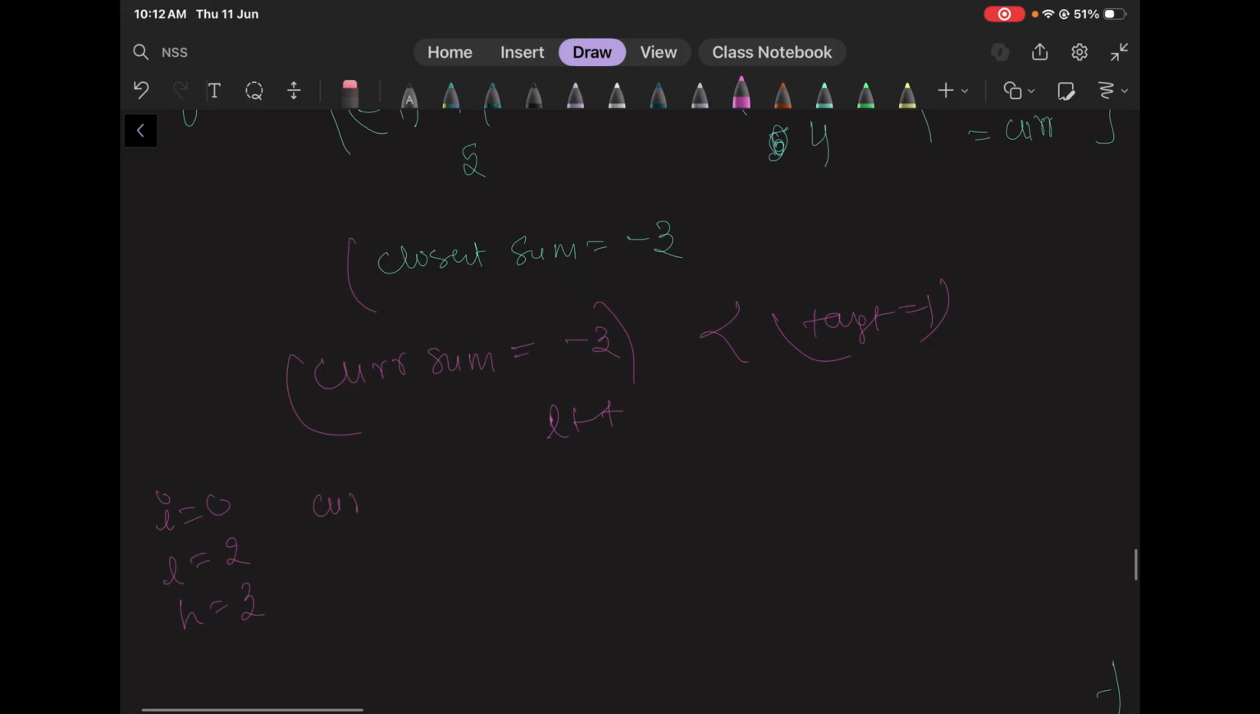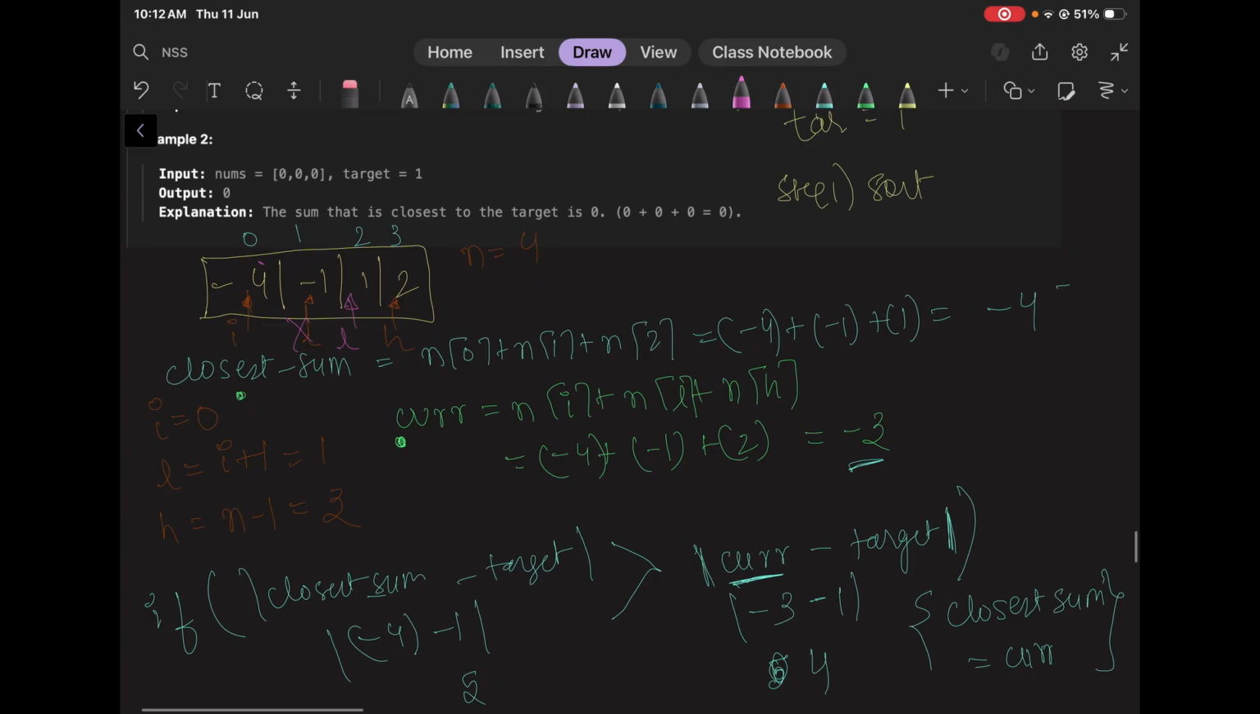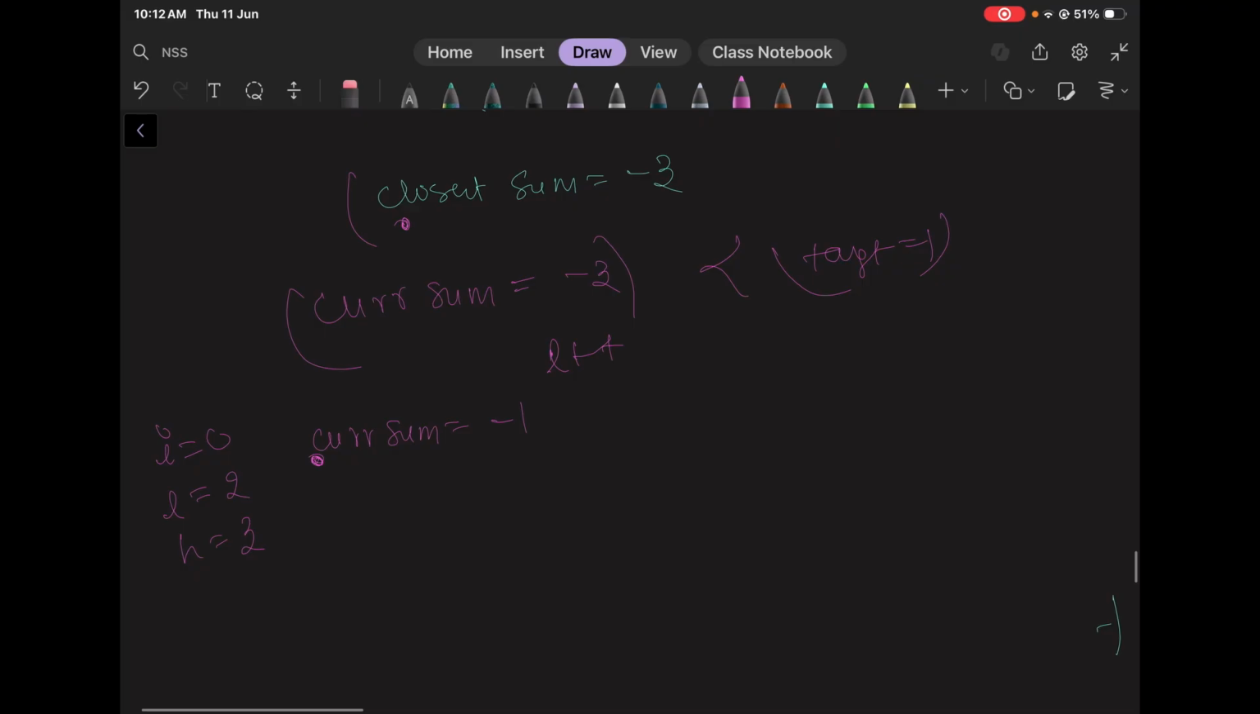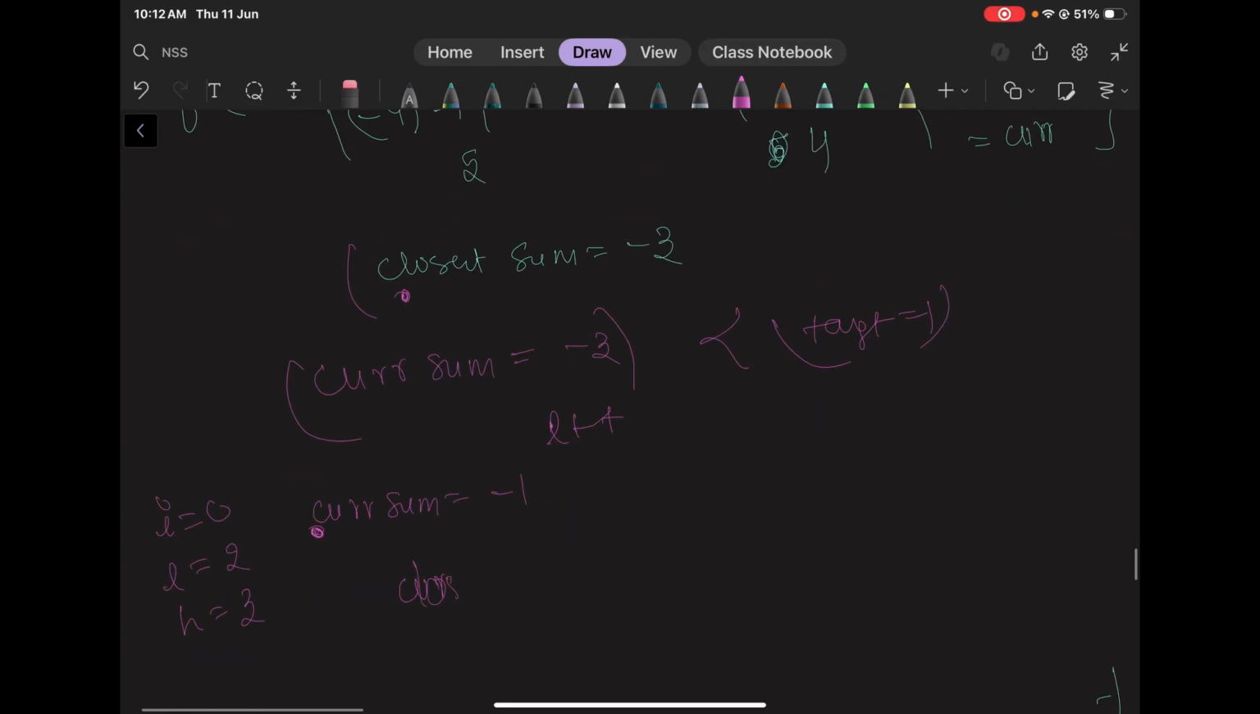So I calculate the current sum again. This turns out to be -4 plus 1 plus 2, so this is -1. Then I calculate the distance of current sum to the target, and compare it with the distance of closest sum to target. So I do closest sum minus target and then current sum minus target, and I find the distance of this.